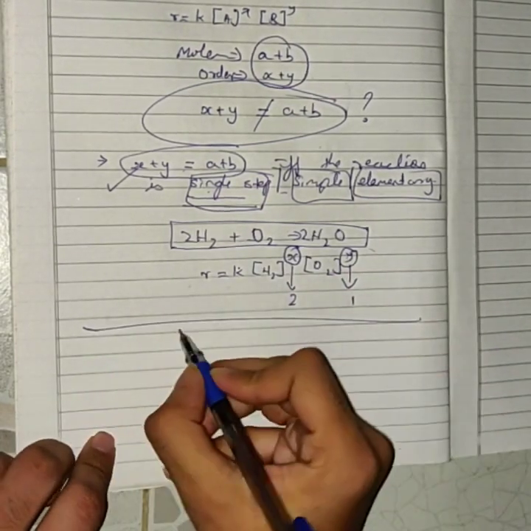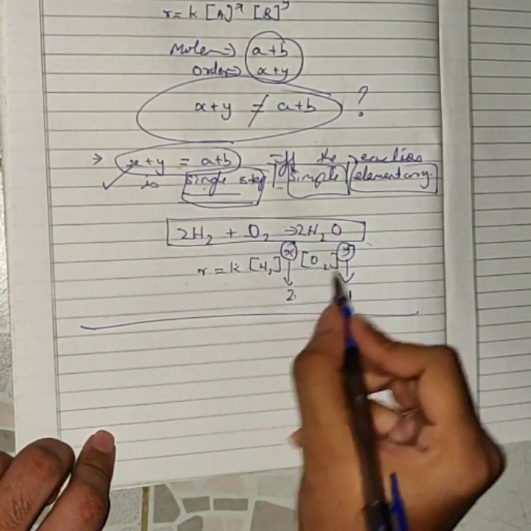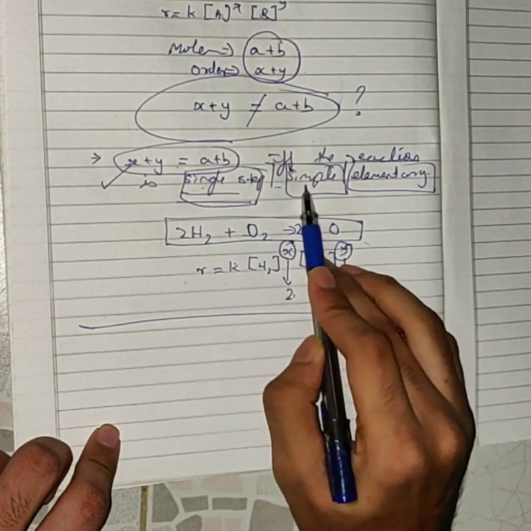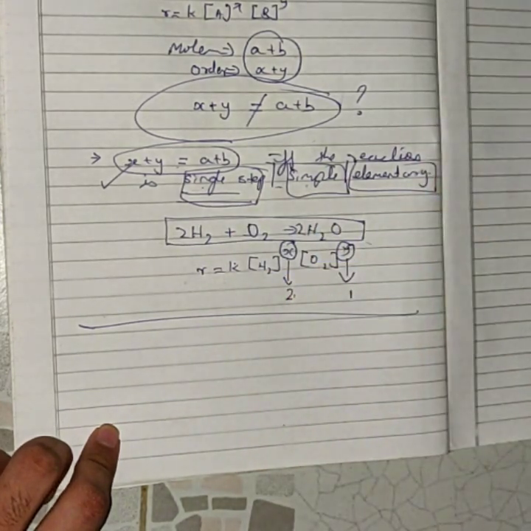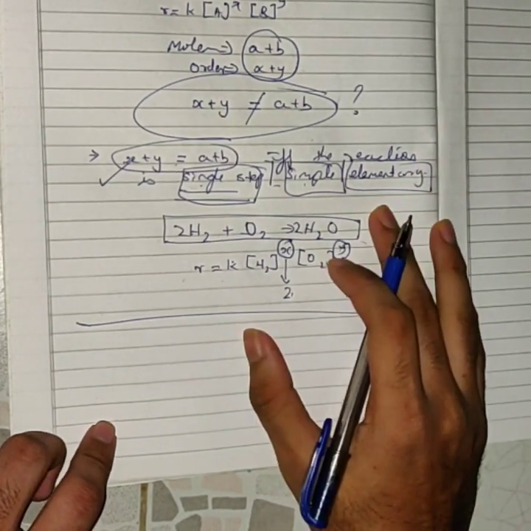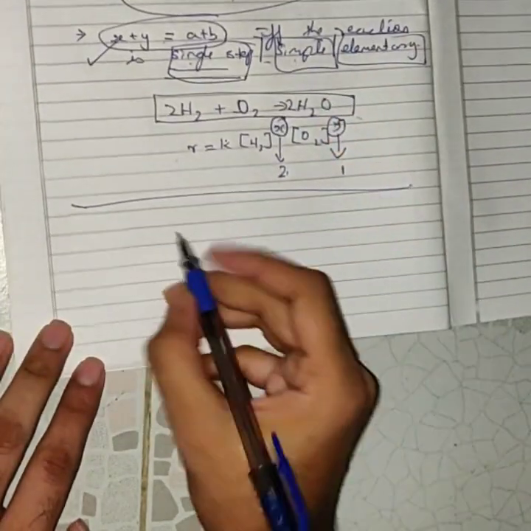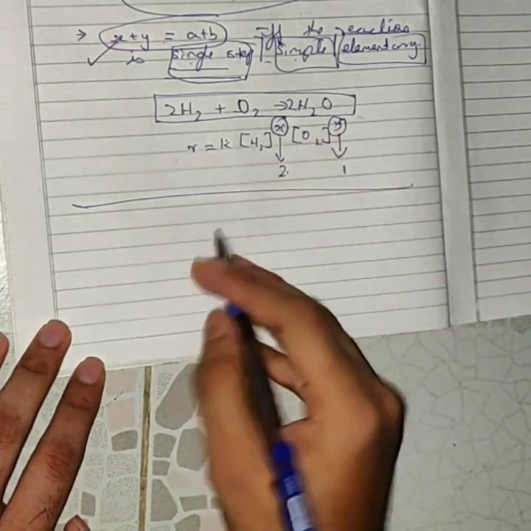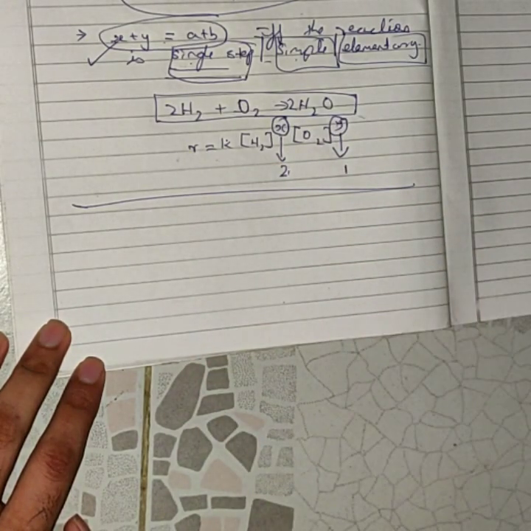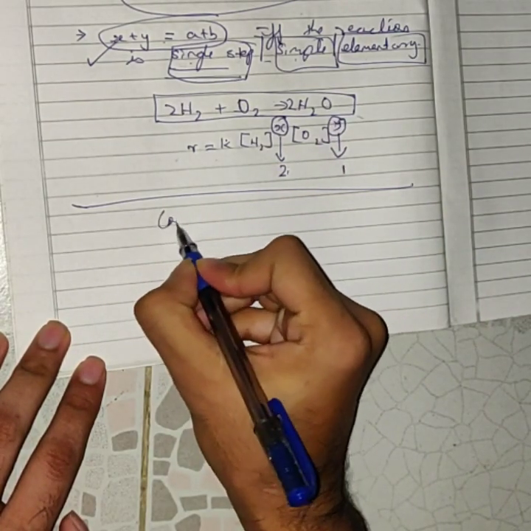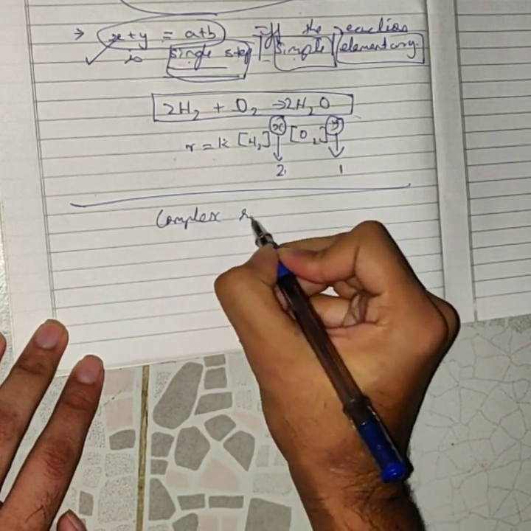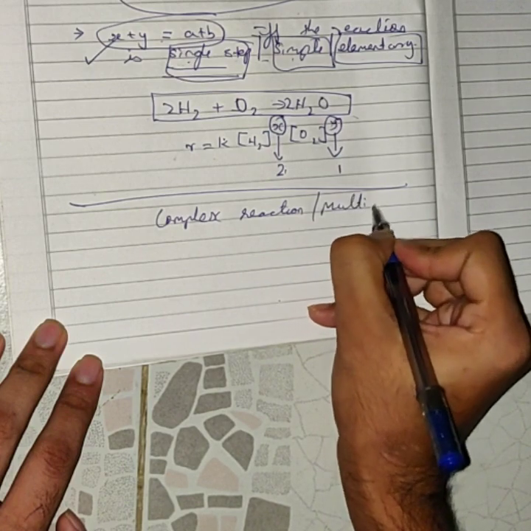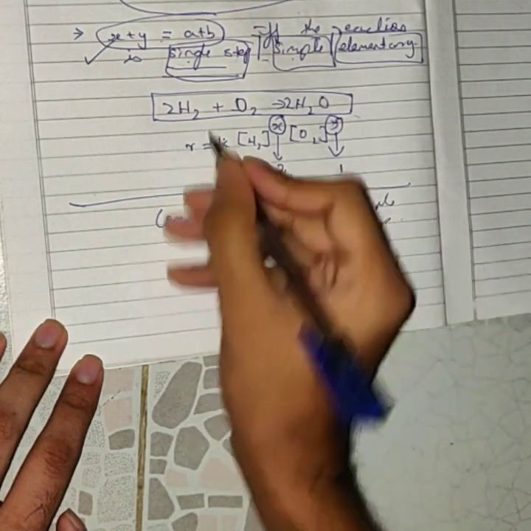So next question: if x is not equal to 2 here, or for any other reaction apart from a single step or simple reaction, how would we decide the order if conditions are not mentioned? The reaction which does not occur in a single step, we call a multiple step reaction, or complex reaction. So it is known as a complex reaction or multiple step reaction, right?